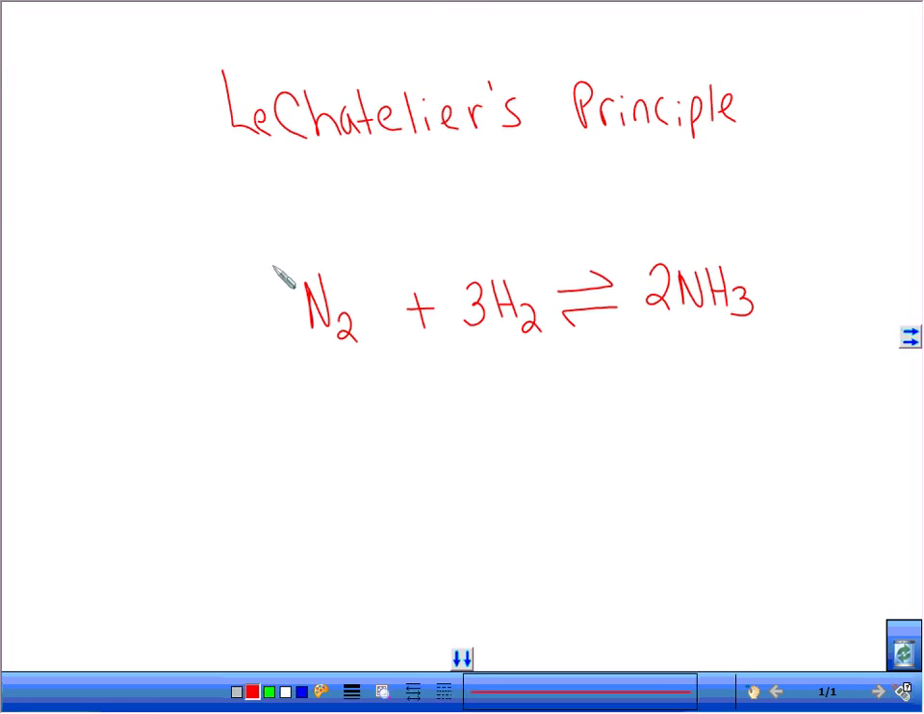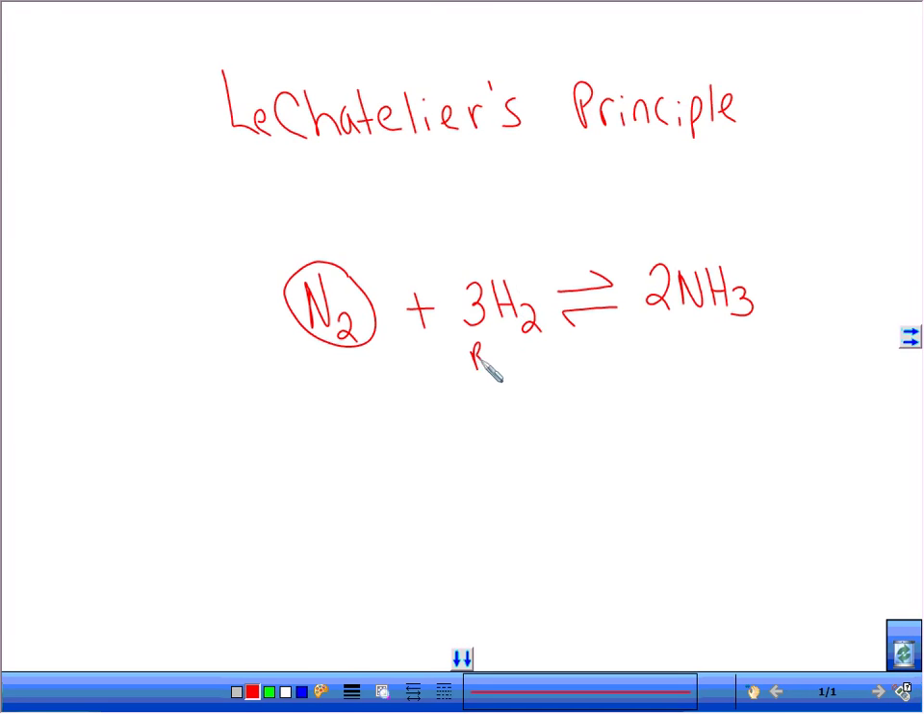Now if we talk about removing, if I were to take some of this and remove some of it from the system, maybe remove all of the N2 from the system, it needs to replenish that, so this is going to cause it to shift to the left. That means that the NH3 would break down, H2 would go up, and we would also get some N2 going up as well. The NH3 would go down. So it shifts towards the removal and away from the addition.